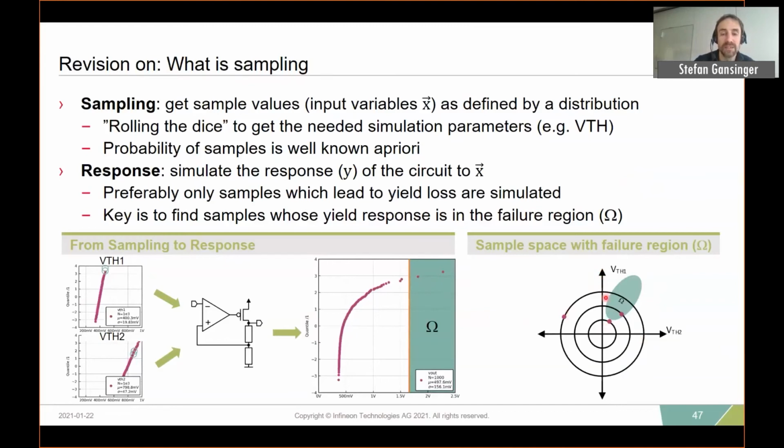And inside of this graph, if we know, and this is the tricky part, we can also draw the failure region, meaning which sample values cause the circuit to fail. So for instance, we have here two values which are out of spec, and these are caused if the threshold voltage of the two transistors is like this or like this.